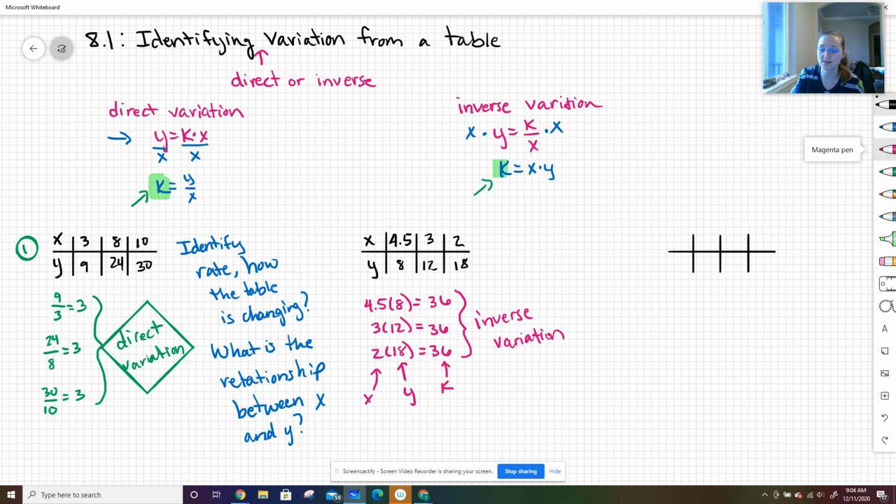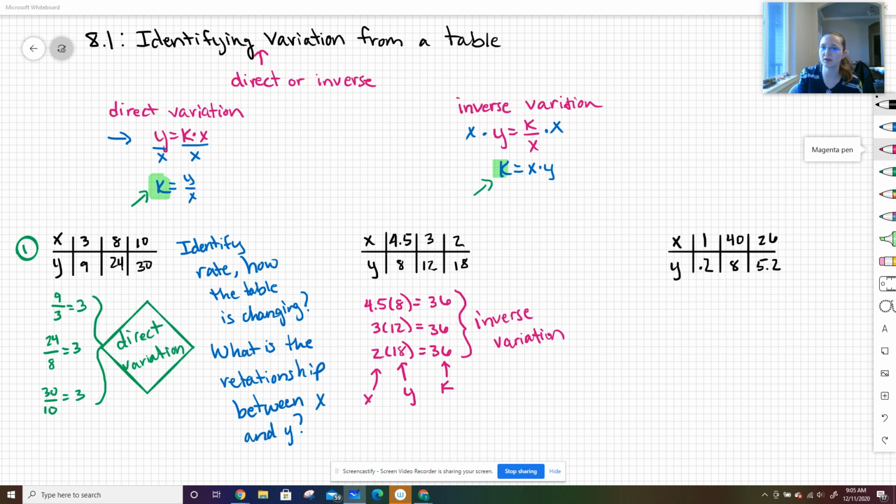Okay, let's take a look at one last example. X and y. I have 1 and 0.2, 40 and 8, and 26 and 5.2. Now, if you feel pretty confident in this, feel free to pause the video and try it yourself. Remember, this could be direct, inverse, or neither. All right, let's go through this.